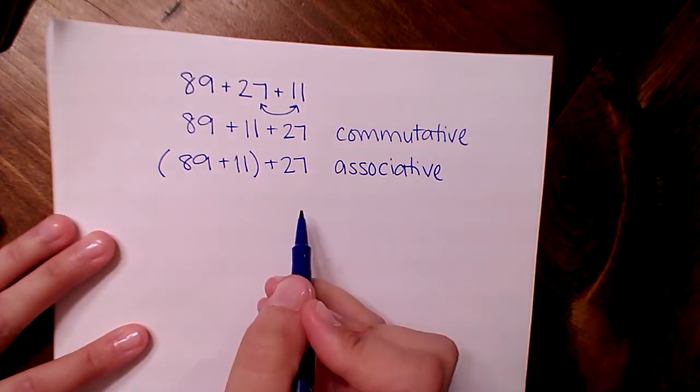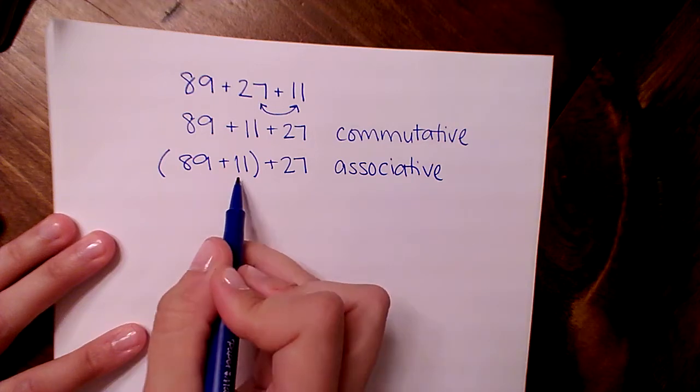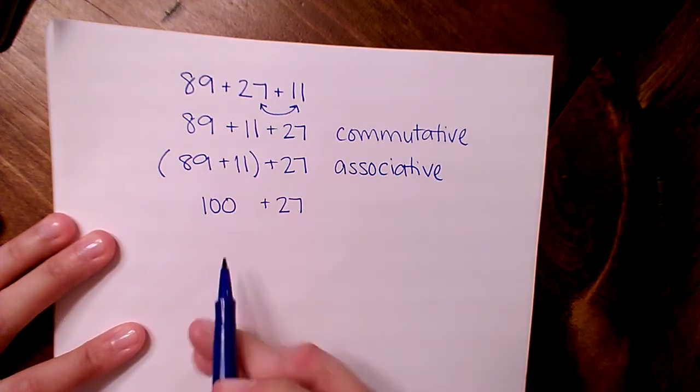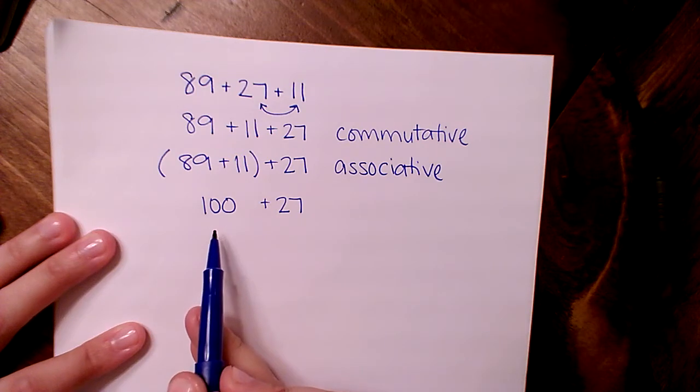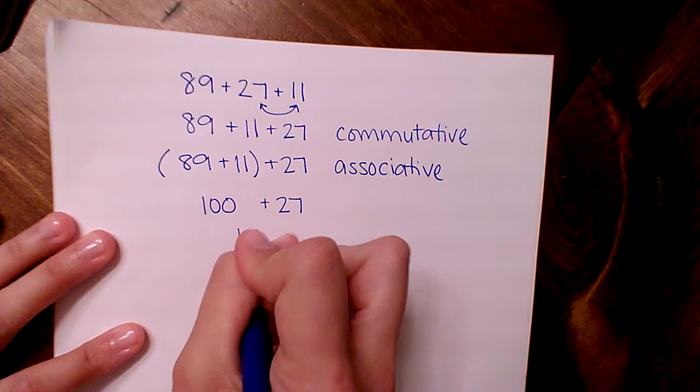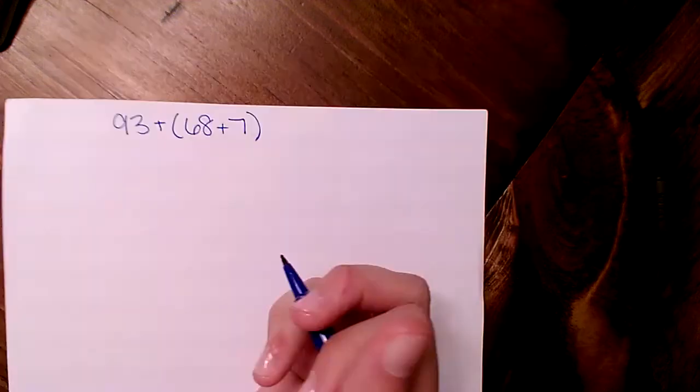Now, this becomes a lot easier to solve in my head. So 89 plus 11 is 100. I'm going to keep the plus 27. And now this is even easier to solve in my head compared to the original problem. So 100 plus 27 is 127.